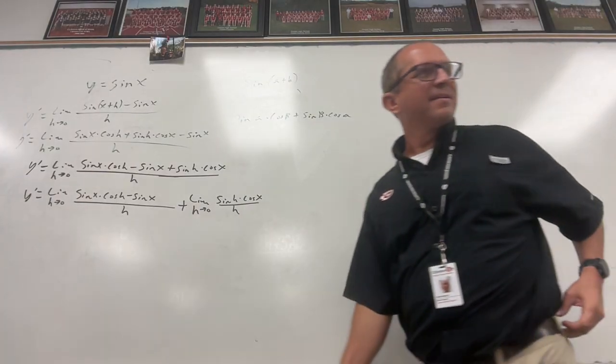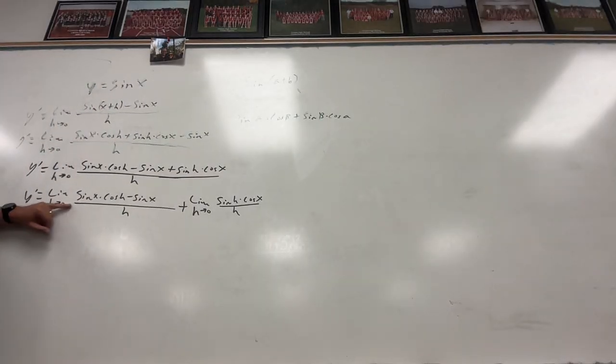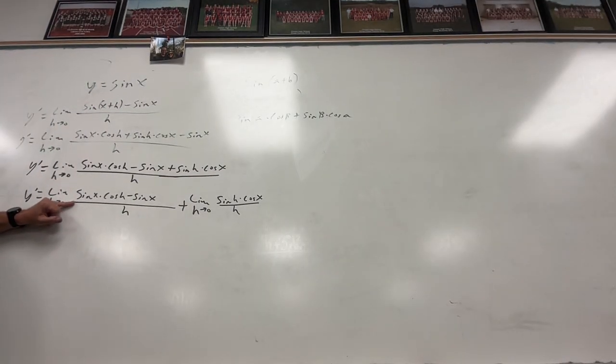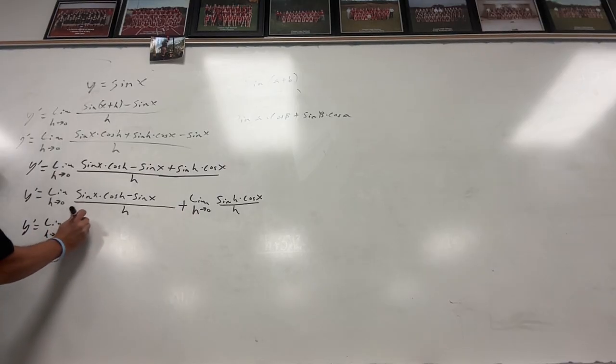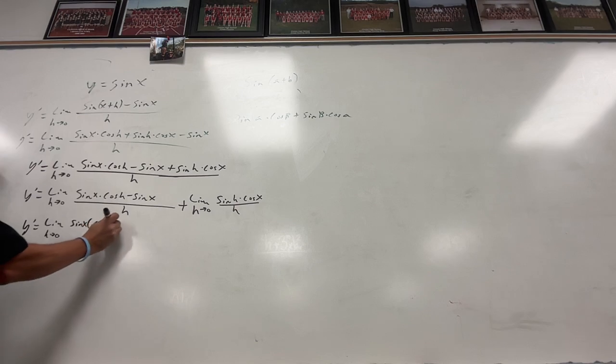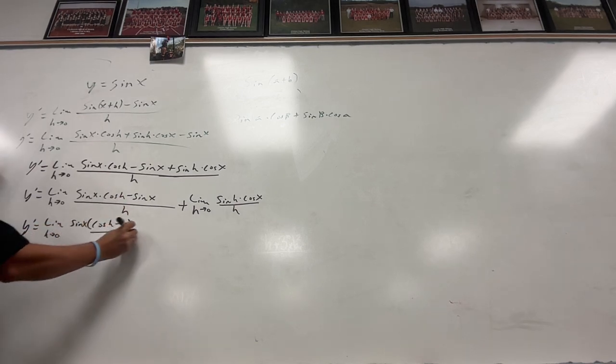Anyway, all right. Now, at this point right here, does anything jump out at you that we could possibly do with this fraction? Yeah, well, factoring it out, right? Factor the sine of x out. So we get y prime equals the limit as h approaches 0 of the sine of x times cosine of h minus 1 all over h.